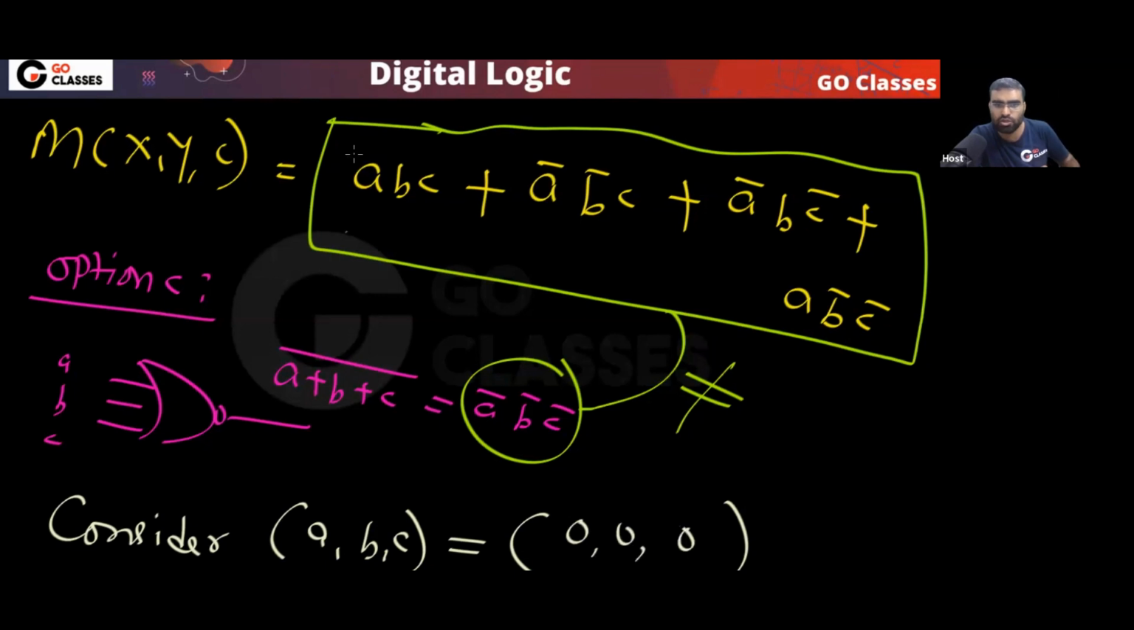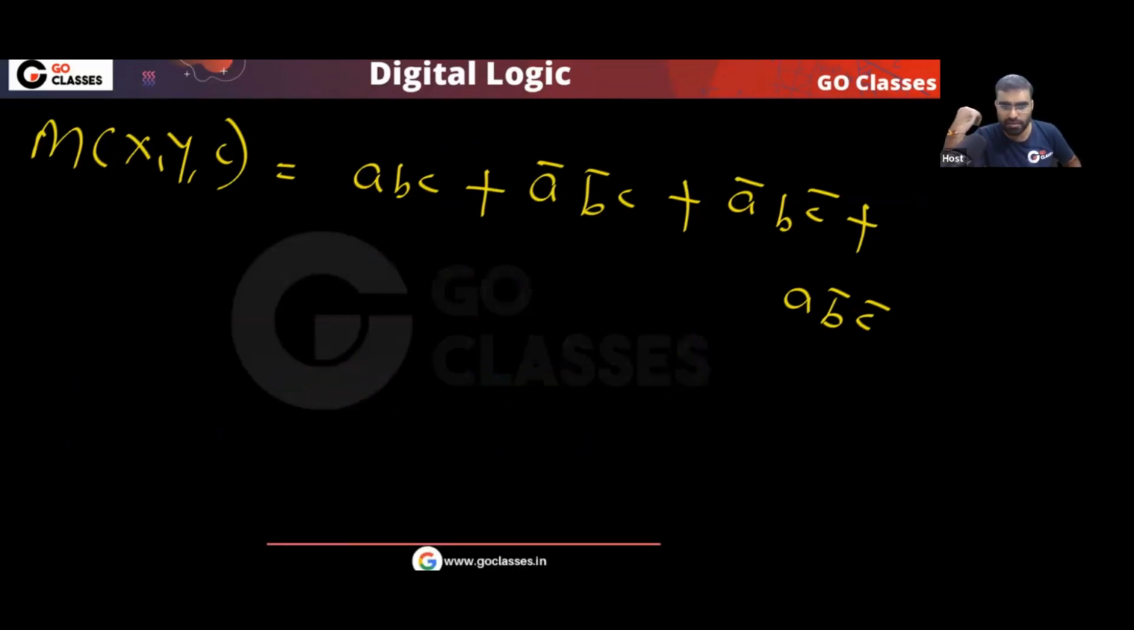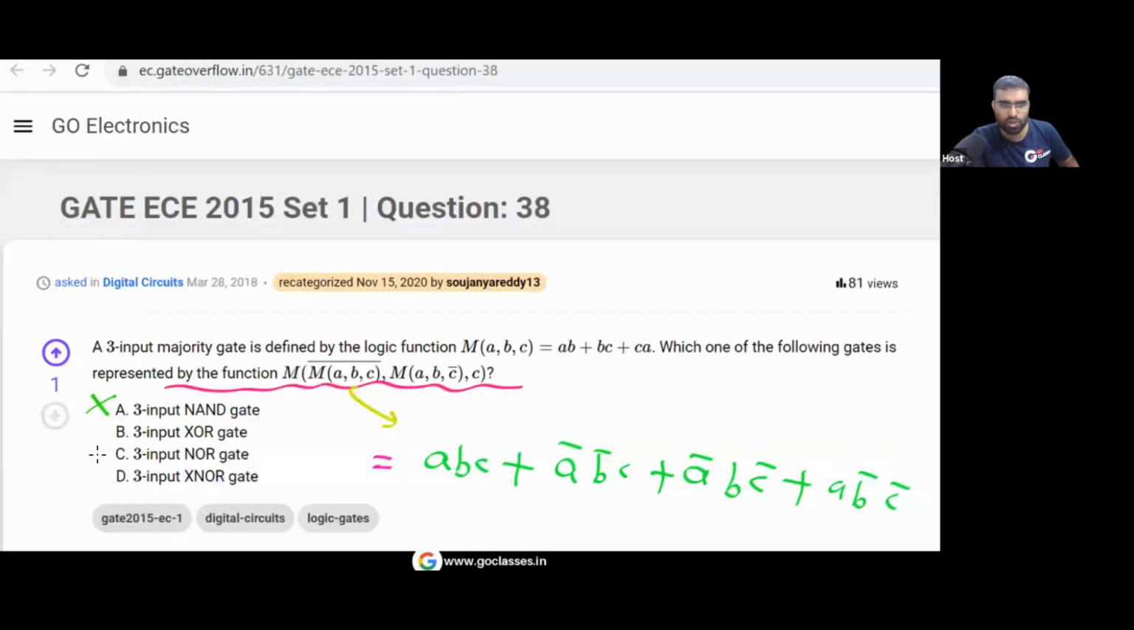Again, you can take 0, 0, 0, right? If you take 0, 0, 0, option C will be 1, but this will be 0. Correct? Agree? You can also consider 1, 1, 1. If you consider 1, 1, 1, then option C will be 1, but this will be 0. So option C is also wrong.